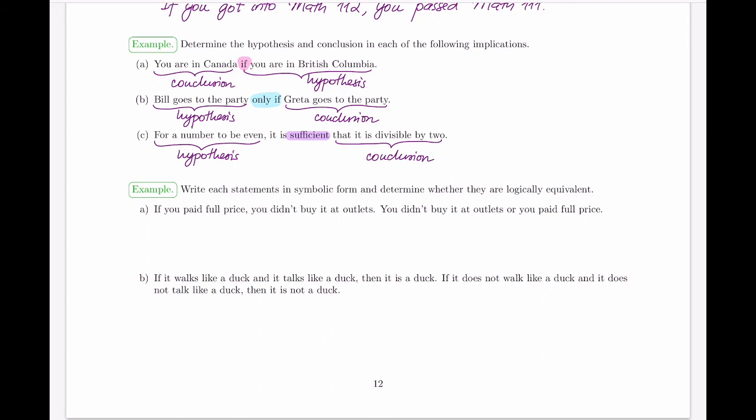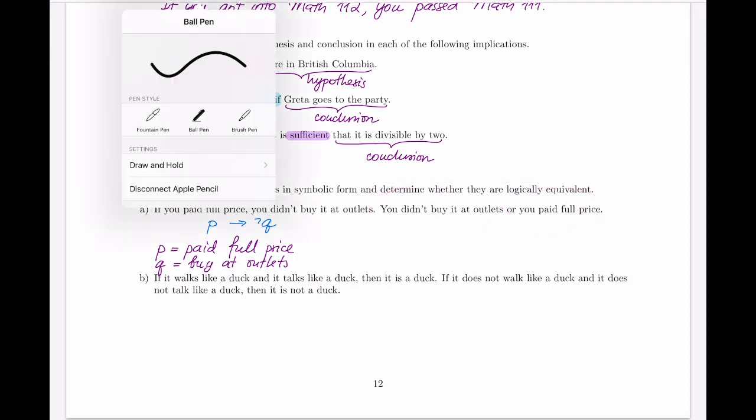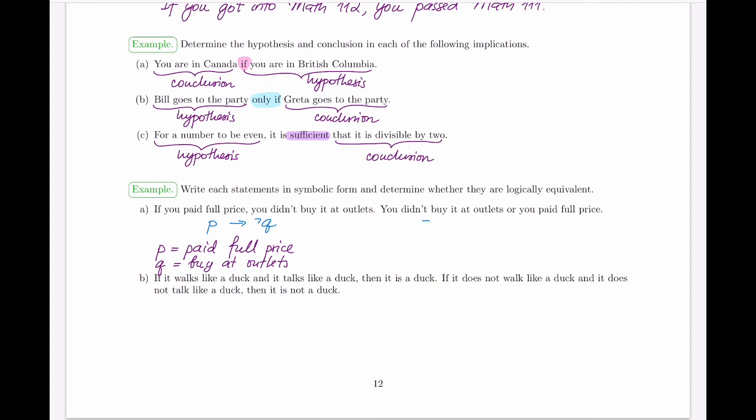So I'm going to let P correspond to paying full price, and I'm going to let Q correspond to buy it at outlets. Then what does my first statement say here in terms of P and Q? If you paid full price, you did not buy it at outlets. So what I have here is if P, then not Q. Whereas the second one says you didn't buy it at outlets or you paid full price. So what I have here is didn't buy it at outlets, not Q, or you paid full price, P.